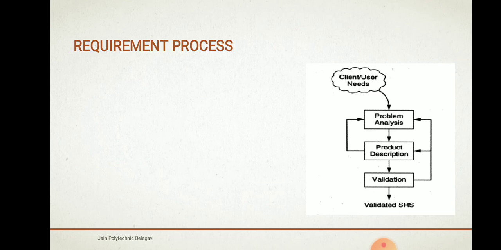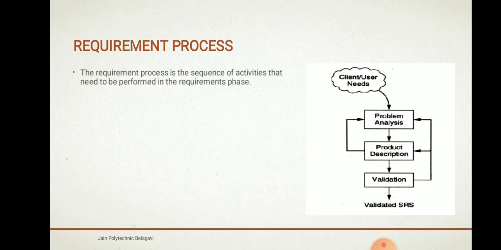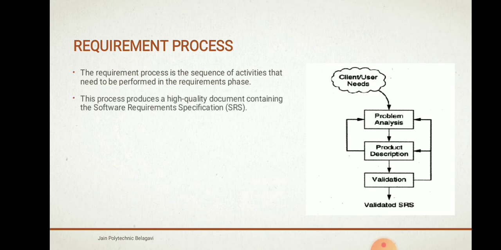This is the requirement process. The client or user needs are taken as the input, then the problem is analyzed, and after that the product is described. So the requirement process is a sequence of activities that need to be performed in the requirement phase. These are the phases involved in the requirement process. The process produces a high quality document containing the software requirement specification.